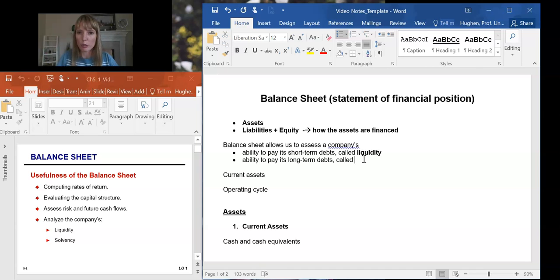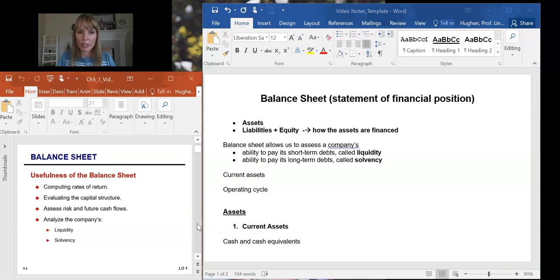That's, of course, very important because if a company can't pay off its short-term bills, then it's going to end up needing to raise cash, perhaps by selling off its plant, property, and equipment, in which case it won't be able to operate for too much longer. The balance sheet is also used to assess a company's ability to pay its long-term debts, and that is called solvency. Of course, if a company can't pay its short-term or its long-term debts as they become due, the company is going to go into bankruptcy.